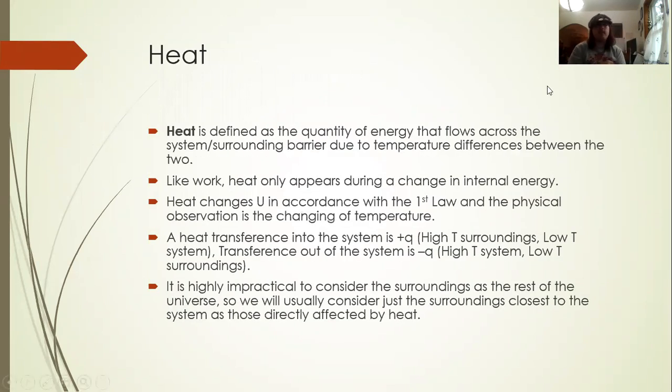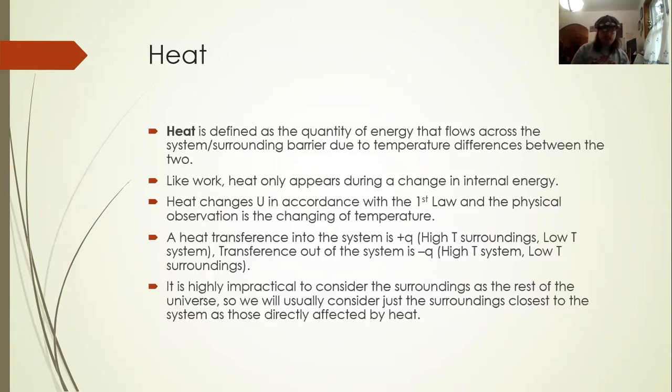Now the other half of our internal energy is heat. Once again, heat, like temperature, is kind of amorphous. Heat is defined as a quantity of energy that flows across the system, essentially the barrier, due to a temperature difference. So heat only appears as a change in internal energy. Heat is not a set thing you can measure as the heat of a system. You can measure the temperature of a system, but you cannot measure the heat. Heat is a flow of energy as temperature.